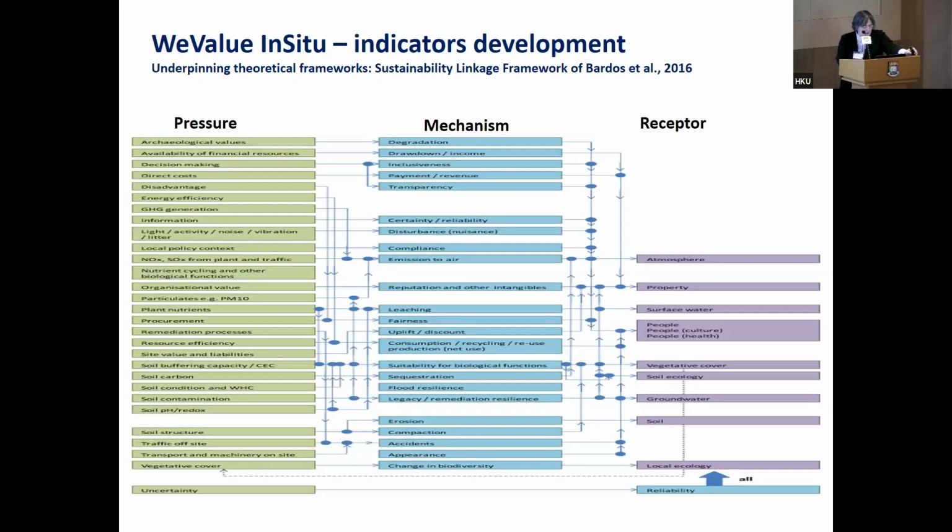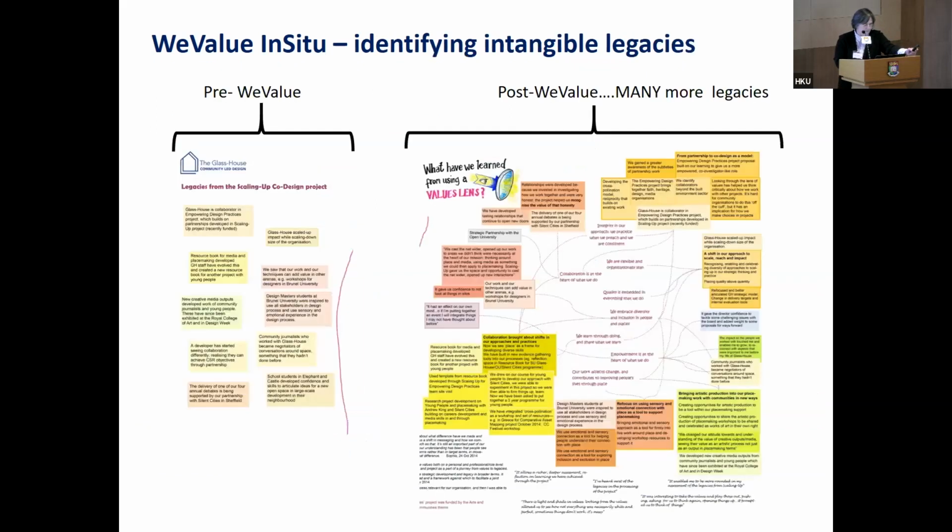In the field of indicator development, for example, sustainable development indicator development, there are models which talk about the need for pressures, mechanisms and receptors. We've identified these and have this in a paper.